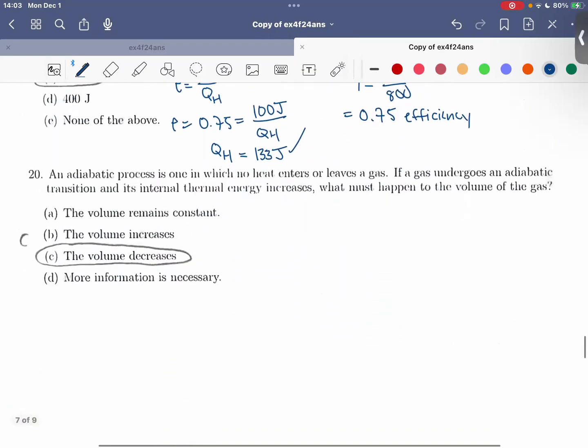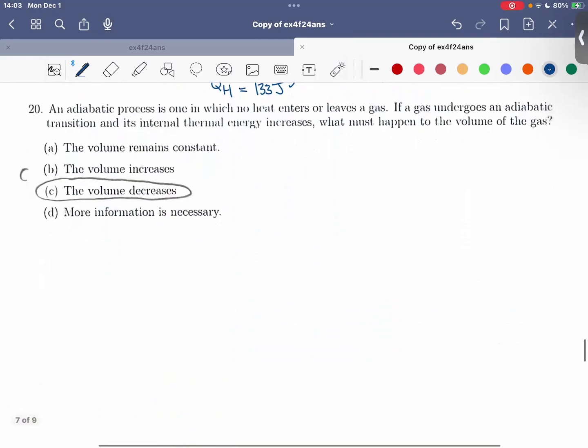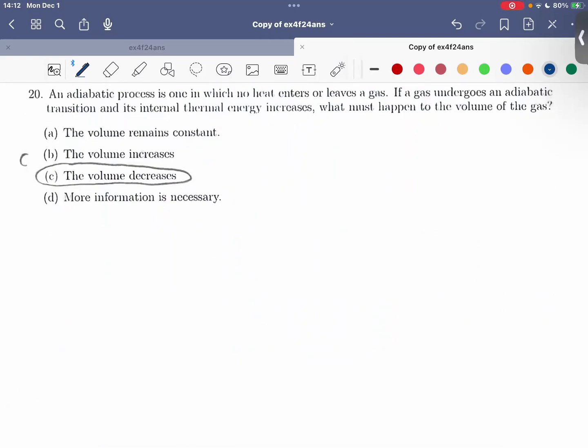But yeah. Okay, and our last question, number 20: an adiabatic process is one in which no heat enters or leaves the gas. If a gas undergoes an adiabatic transition and its internal thermal energy increases, what must happen to the volume of the gas? So since it's asking about heat entering or leaving the gas, this is actually hinting at the first law of thermodynamics, which is this equation, and this is internal thermal energy.